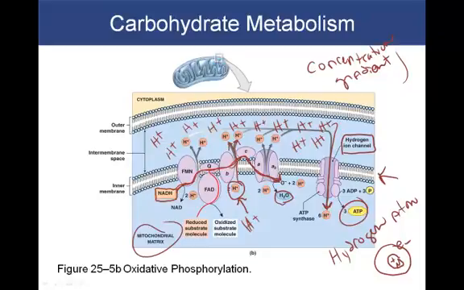This hydrogen ion channel is associated with ATP synthase, and the ATP synthase produces ATP. And this, folks, is where 90% of the energy used by the body is produced, right here.